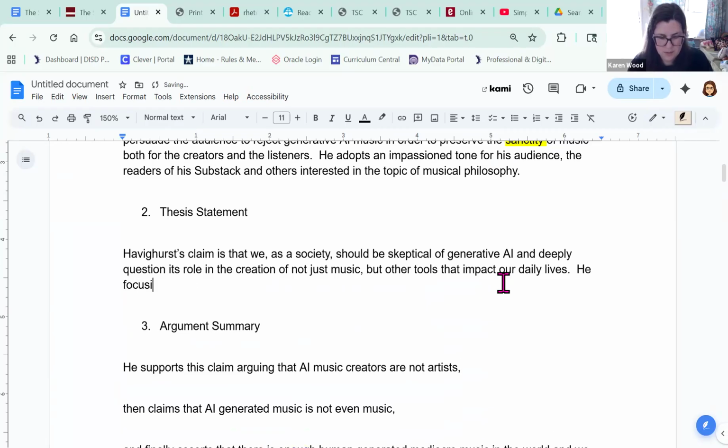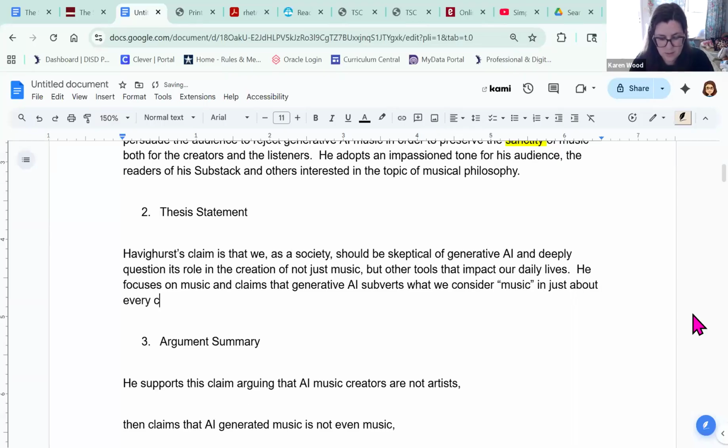He focuses on music and claims that generative AI subverts what we consider music. He does lean on definitions, so that's why I'm going to put this word music in quotation marks. And what we consider music in just about, oh my gosh, every conceivable form.